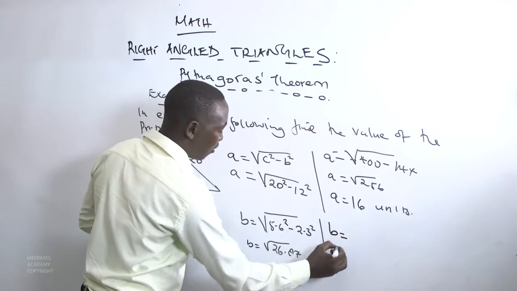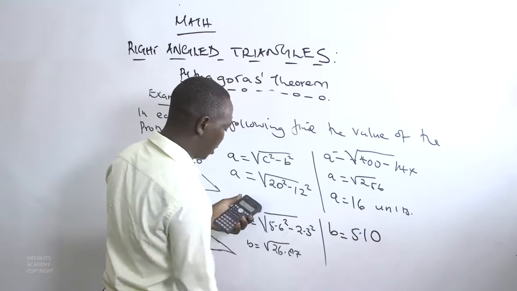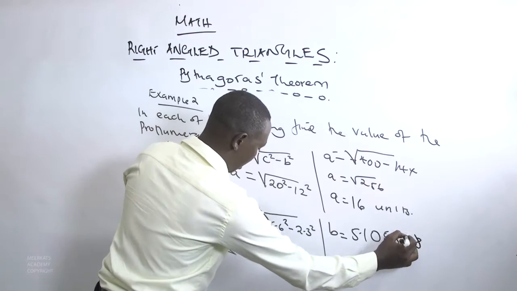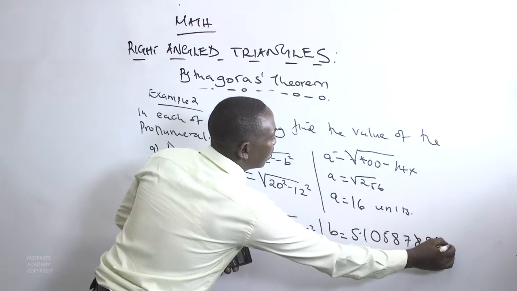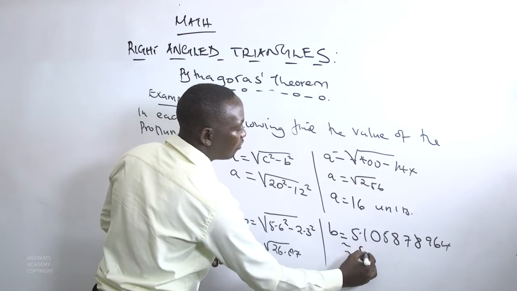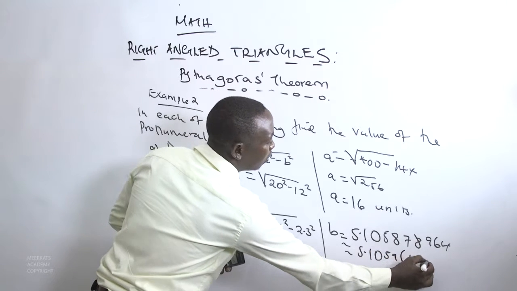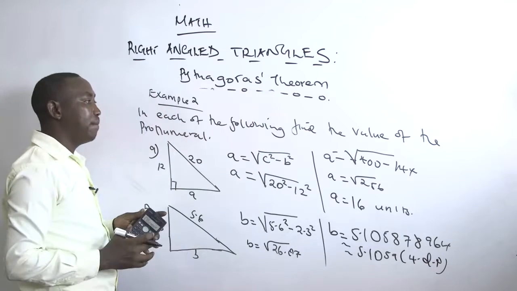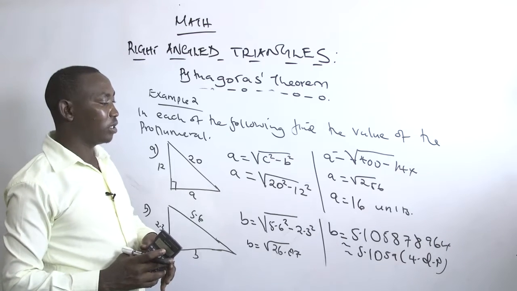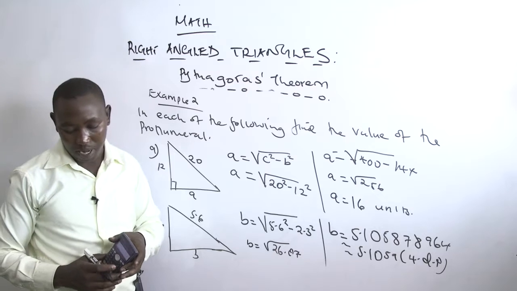When you want to get B, we must get the square root of that particular right hand side, which will give us that our B is 5.105878964, which we can also approximate to 5.1059 to 4 decimal places. Now we have found the value of B to be 5.1059 units when approximated to 4 decimal places.